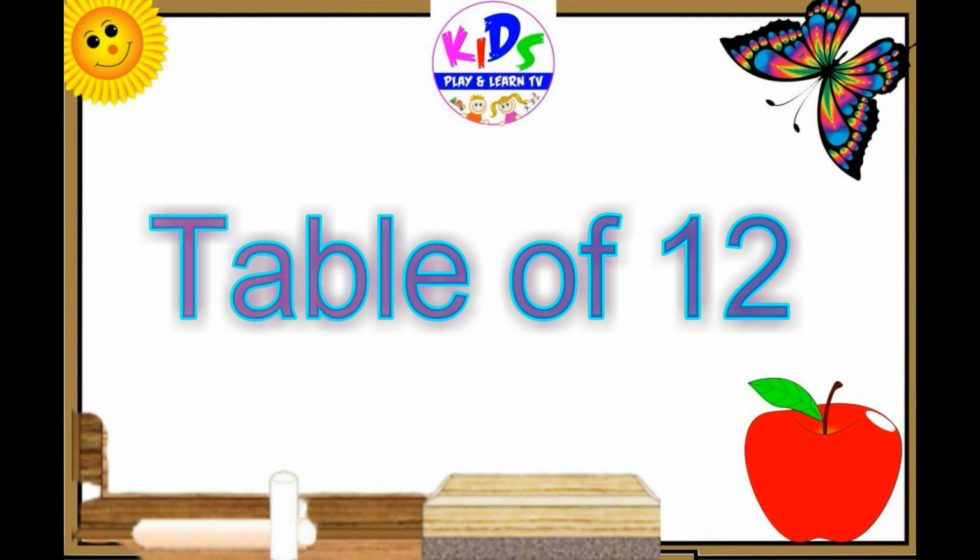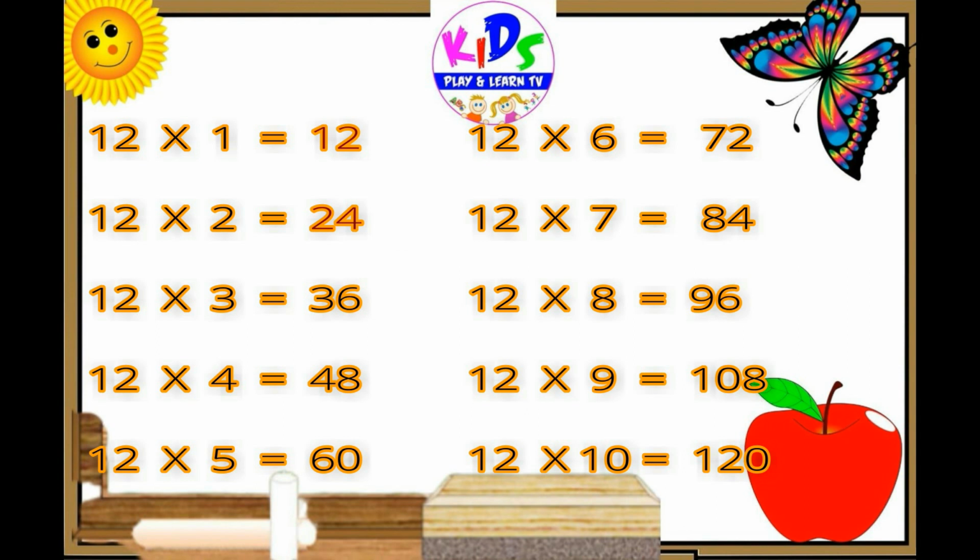Hey kids, let's repeat. 12 ones are 12, 12 twos are 24, 12 threes are 36, 12 fours are 48, 12 fives are 60, 12 sixes are 72, 12 sevens are 84, 12 eights are 96, 12 nines are 108, 12 tens are 120.